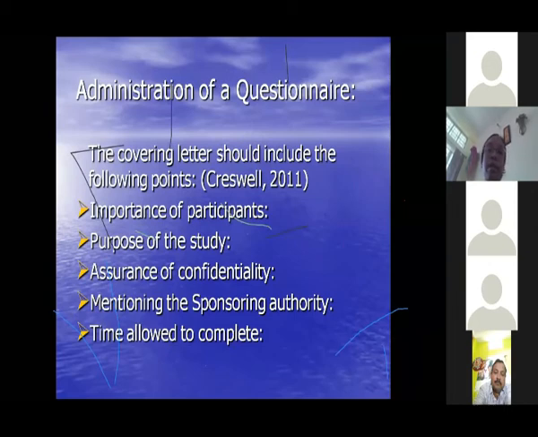Then if your research work is going on under the sponsorship of some authority, like, say, UGC, ICCR, or any other authority, then you'll have to mention the name of the sponsoring authority. And in some cases, you need to also mention the time within which they need to complete the questionnaire in the covering letter.